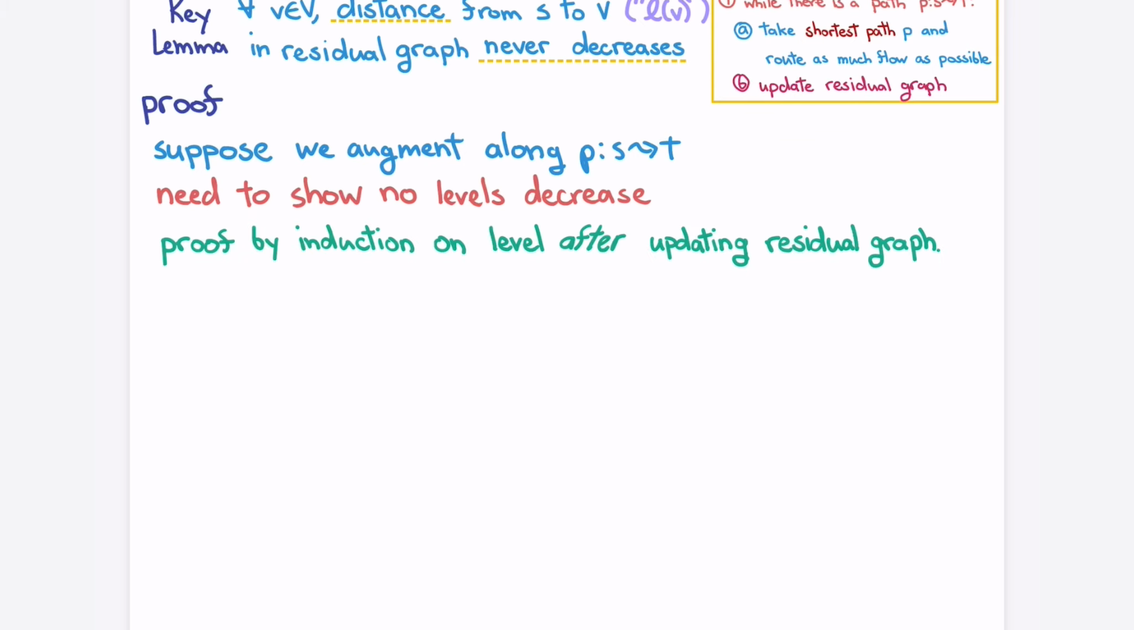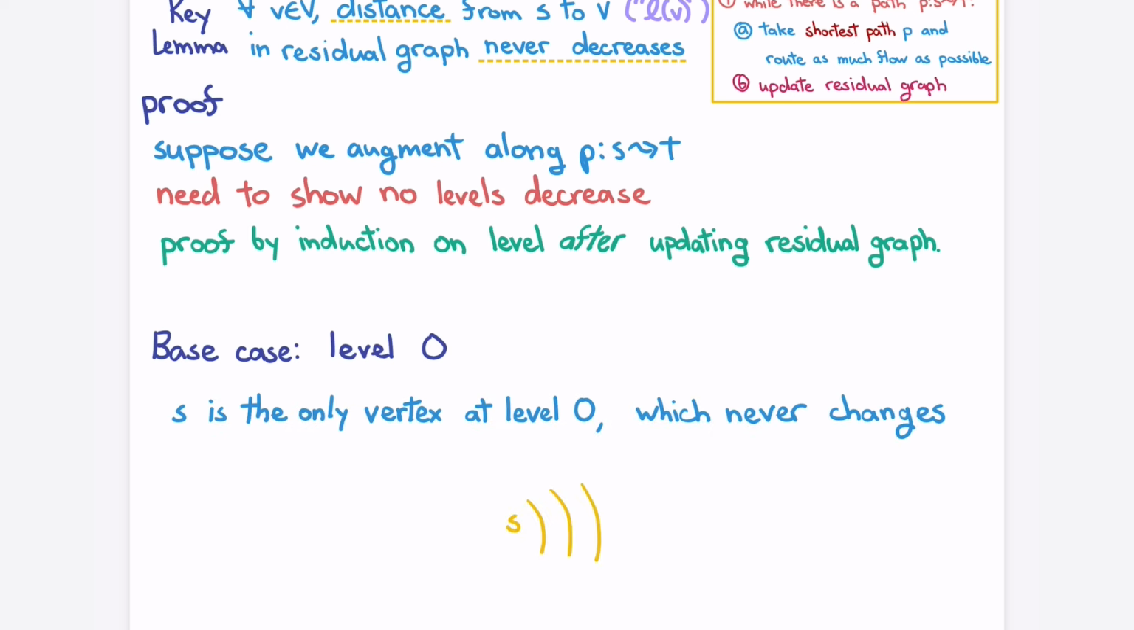Okay, so we are going to try to prove this by induction on the level of v after updating the residual graph. Okay, let's see what's here. All right, so in the base case, the smallest level is 0, right? Now, which vertices can even have distance 0? Just s. Everyone else is at least one hop away. So there's nothing to do here. It's just s. That never changes. So base case is okay.